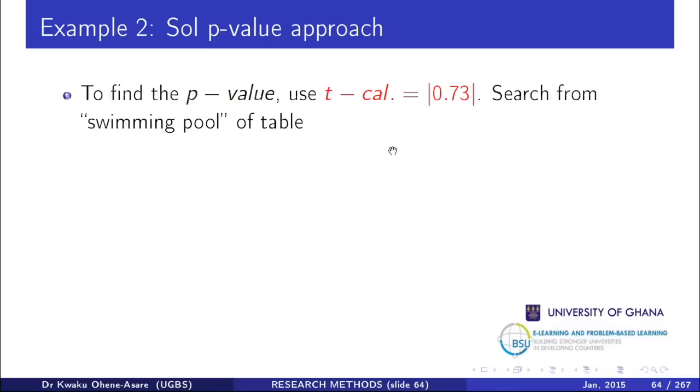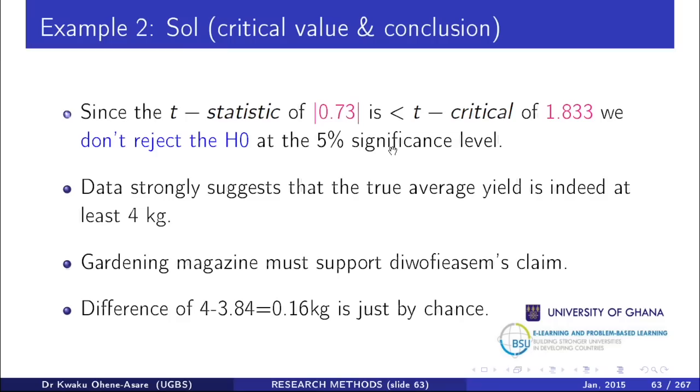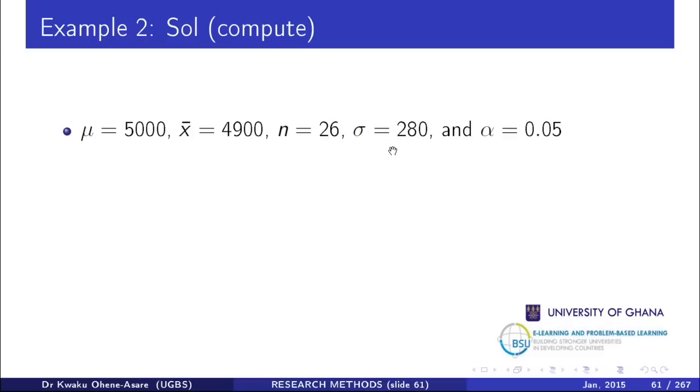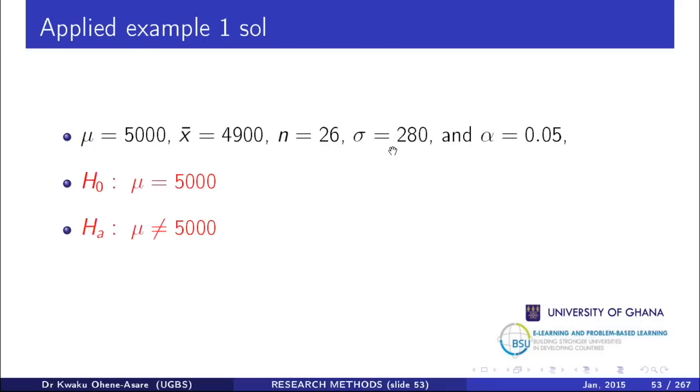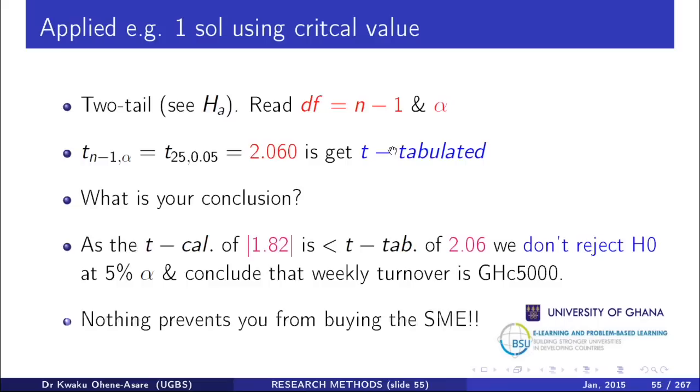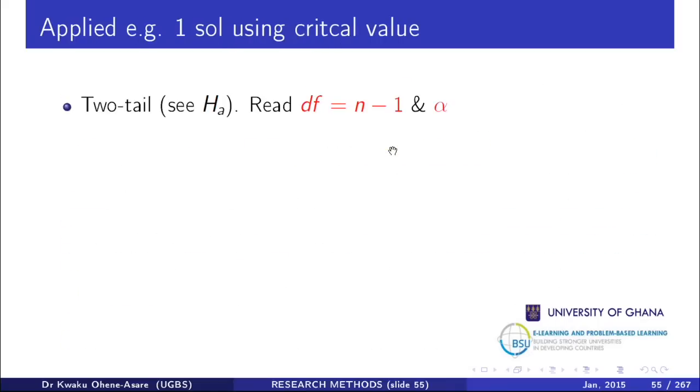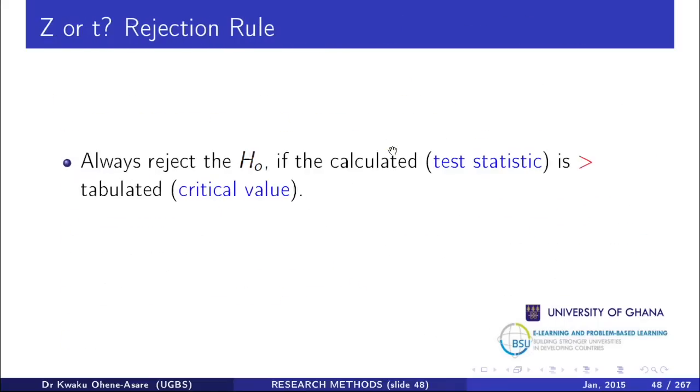Let's use the p-value approach. What will be the value, the p-value? You remember you have to drop the 0.73 into the swimming pool. Let's drop that and search and see the closest value. So that is our last exercise now. Let's drop that value 0.73 into the swimming pool. There you go. 0.73, drop it here.